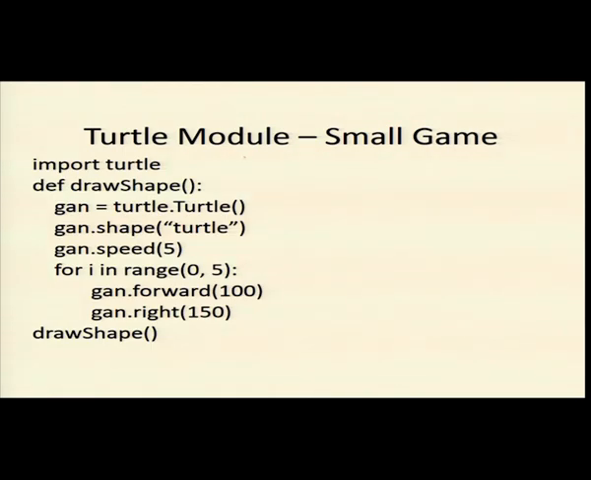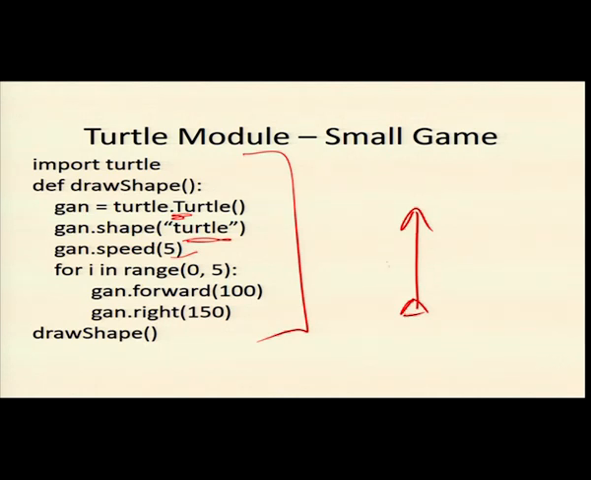This is a small turtle module wherein you are supposed to import the turtle, define, and draw the shape. I am giving a name, GAN equals turtle. Here, my dear viewers, this turtle is in small letters, it is a function turtle. GAN shape, I am giving the string as turtle. The speed I am declaring as 5. For i in range 0 to 5, I am moving it forward for 100 steps.